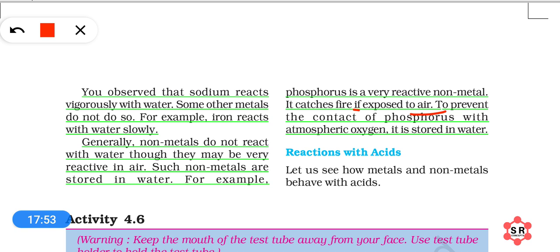To prevent this contact, phosphorus is kept or stored in water. So phosphorus should not come in contact with oxygen. If it comes in contact with oxygen, it will start burning. So in order to cut the supply of oxygen, we put phosphorus in water. We store phosphorus in water, and sodium metal is stored in kerosene. So you need to learn both the things.